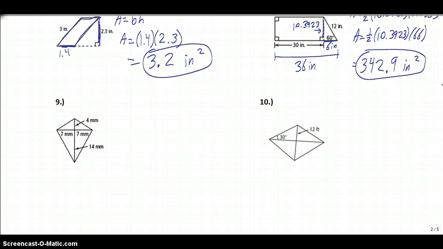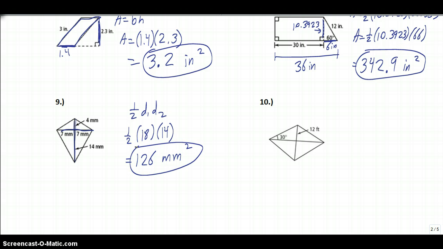Number 9 is a kite, this piece of cake. Again, just like the rhombus, it's 1/2 diagonal 1 times diagonal 2. Diagonal 1 is 4 plus 14, which is 18. Diagonal 2 is 7 plus 7, which is 14. So you just take 1/2 times 18 times 14, and you get 126 millimeters squared.